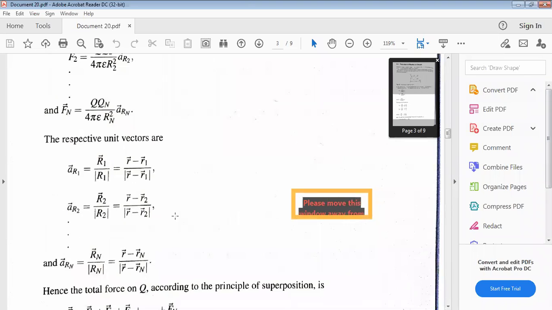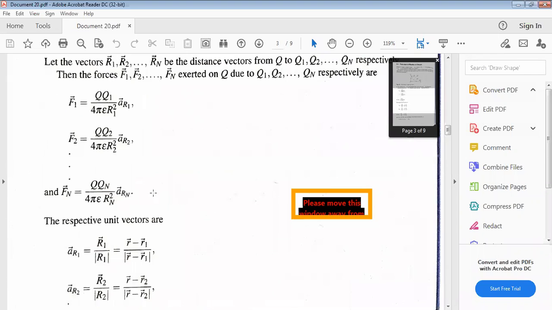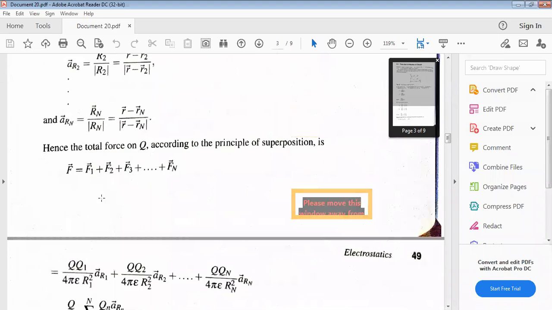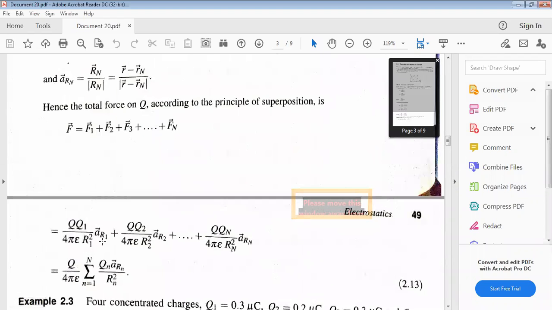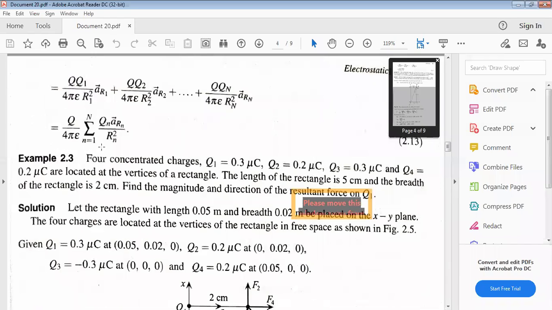Okay, r2 by mod r2. Hence the total force on q, according to the principle of superposition, is F equal to F1 plus F2 plus F3 and so on up to Fn. Simply I am replacing F1 with q1 q2 by 4 pi epsilon r1 square a r1, where a r1 is replaced with r by mod r. So q1 q2 by 4 pi epsilon r1 square a r1, q1 q2 by 4 pi epsilon r2 square a r2, and so on up to q qn by 4 pi epsilon rn square a rn. Now this is the net force acting on that point charge q.